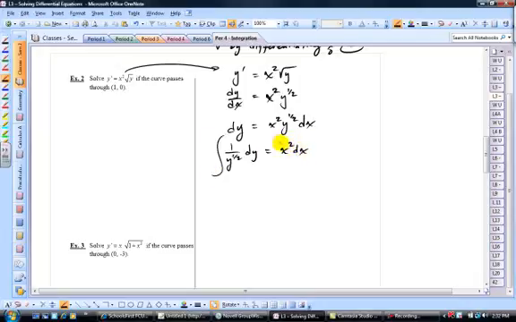Okay, and I want to integrate both sides right here. And before I do, on the left side I want to rewrite it as y to the negative 1/2 dy is equal to the integral of x squared dx.